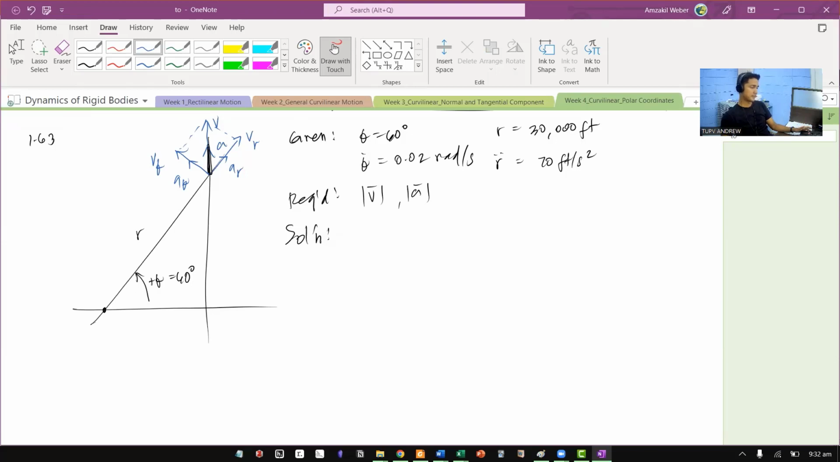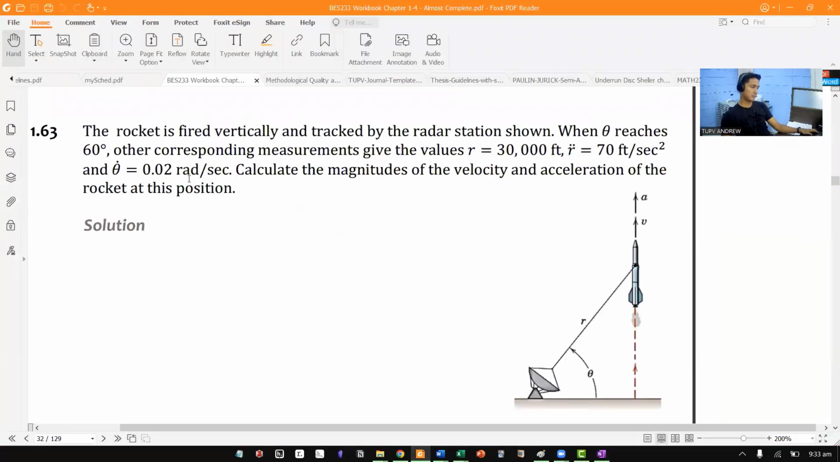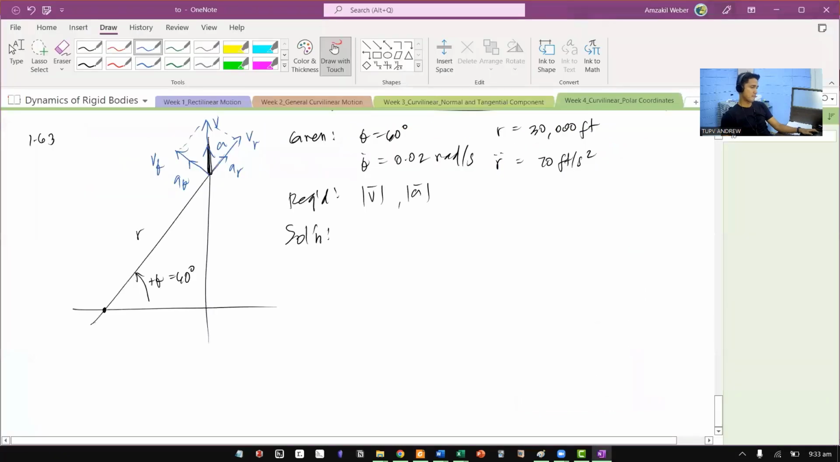Now what's next? Let's not deviate from the question of the magnitude of the velocity and acceleration of the rocket. So, we can solve of course V_r, V theta, A_r and A theta. And once we have those values, we have to solve for the resultant using Pythagorean. Let's try.